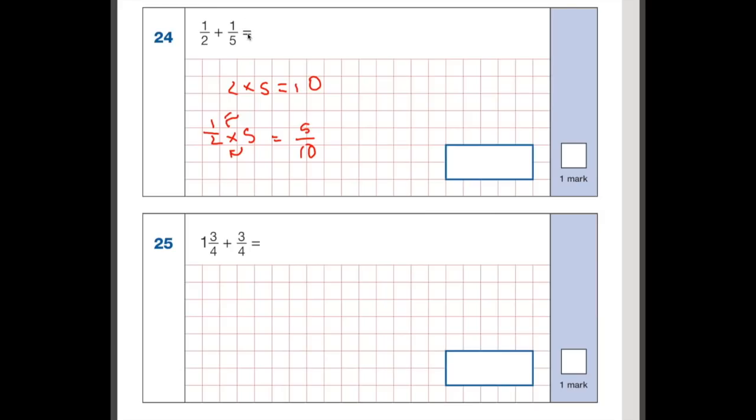And in order to turn fifths into tenths, well, I need to multiply the top and the bottom by 2, so I get 10 on the bottom. So I'll just do the same again. 1/5 multiplied by 2, top and bottom, is 2 tenths. So now we can do the sum because of the same denominator. 5 tenths plus 2 tenths equals 7 tenths.